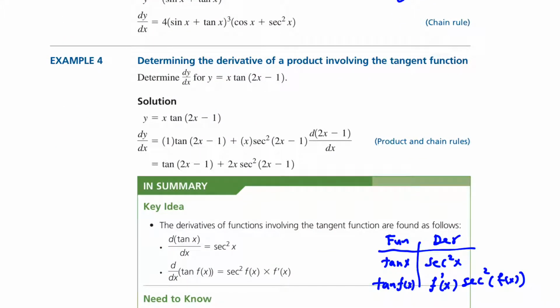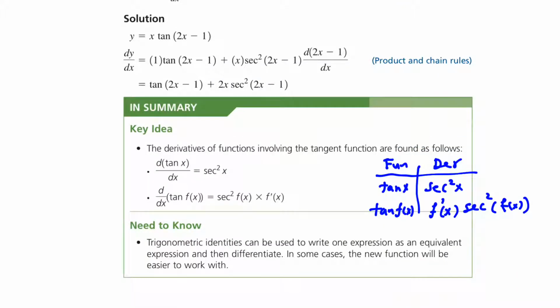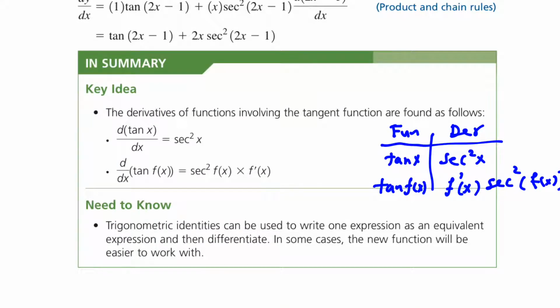Next example is product rule, derivative of x tan of 2x minus 1. Derivative of x is 1, derivative of tan of 2x minus 1 is 2 secant squared of 2x minus 1. Therefore, derivative of the function is 1 times tan of 2x minus 1 plus x secant squared of 2x minus 1 times 2.